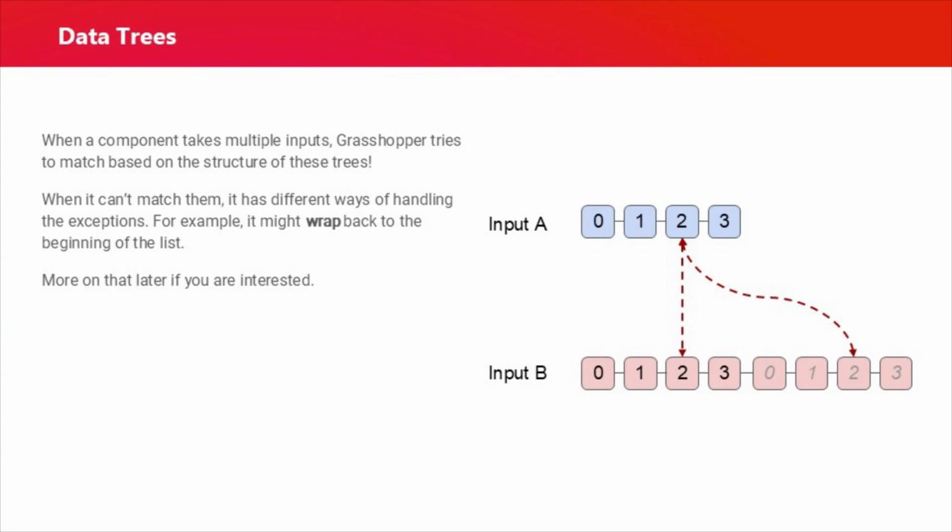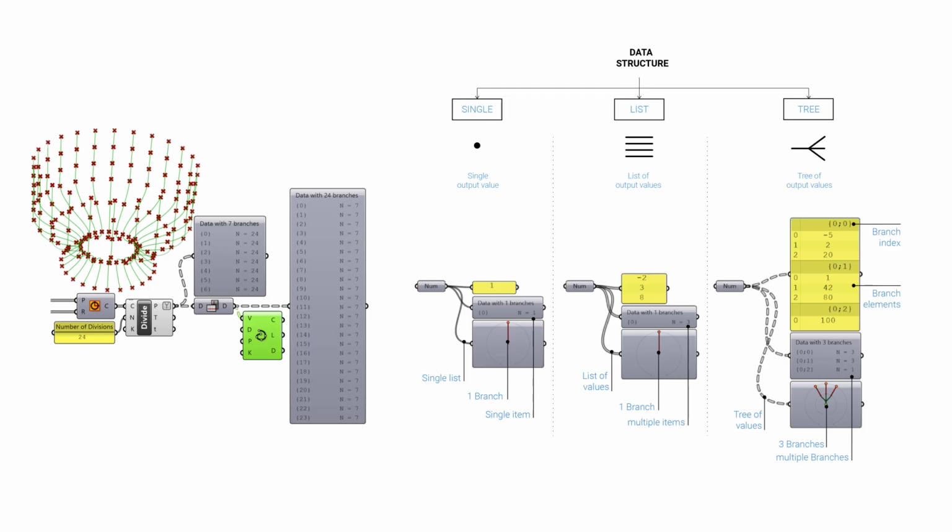So to recap, data flows left to right, a single item is a single item. A list is a collection in order. A data tree is a list of lists, and Grasshopper matches inputs by their structure. You do not need to memorize all of this right now, but keep it in the back of your mind, because when something unexpected happens in your definition, 9 times out of 10, it is the data structure that has the issue. So today we're focusing on lists.